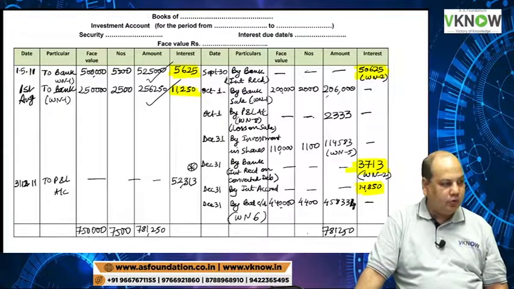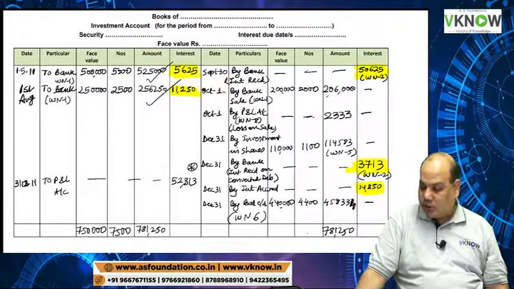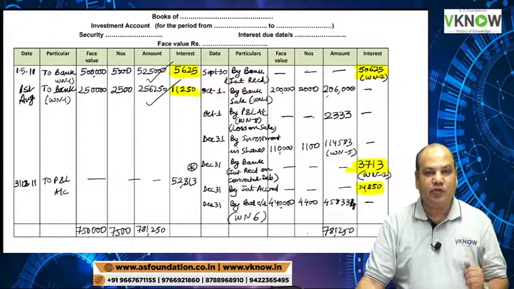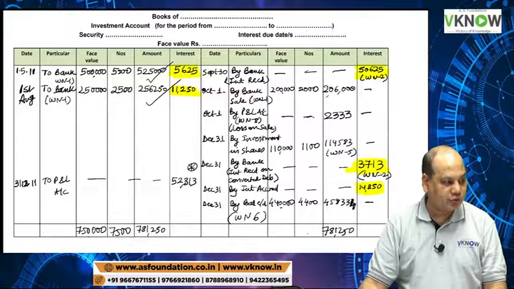$458,334. 458,334 is the closing stock. Now we'll do one more thing. We'll prepare investment in equity share account also.